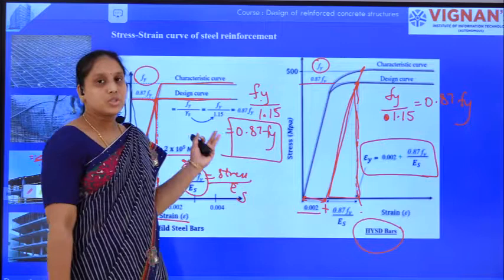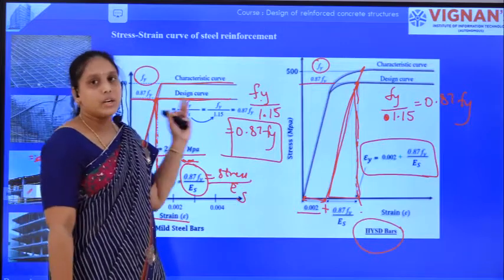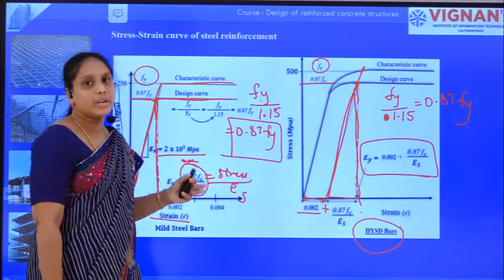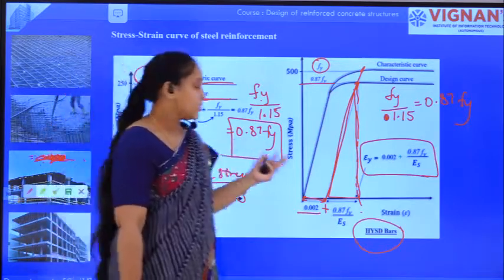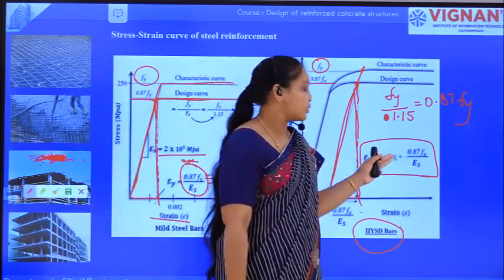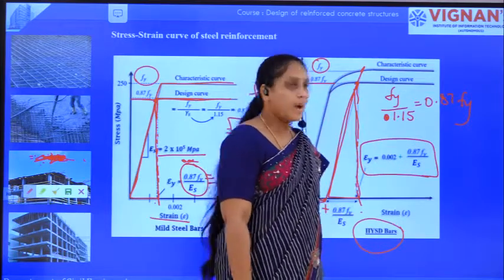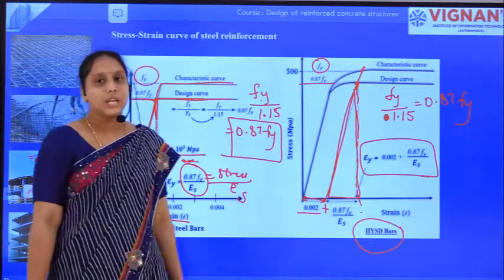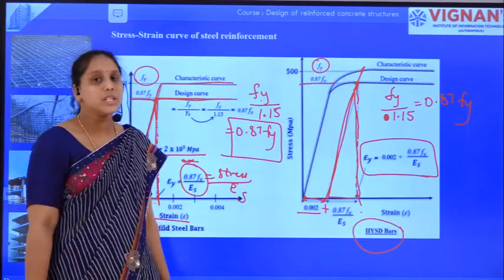So the stress in the steel reinforcement is taken as 0.87 Fy, and the strain is taken as 0.002 plus 0.87 Fy by Es. These two are the stress strain curves for steel which are given in IS 456 2000.